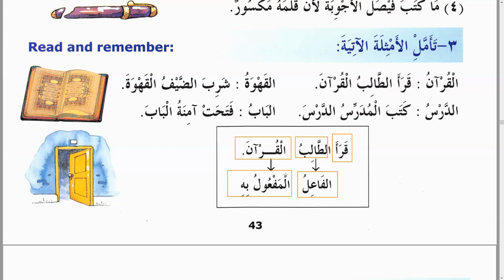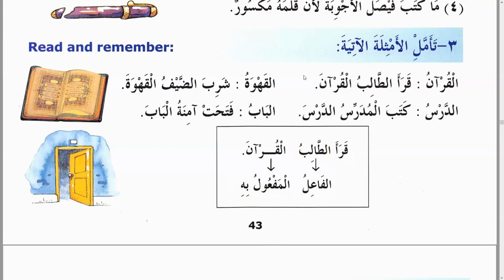There are actually five types of maf'ul. We learned only two, right? Maf'ulun bihi and maf'ulun fihi, which is also called zarf. Zarf, the adverb, is called maf'ulun fihi. There are so many others also.